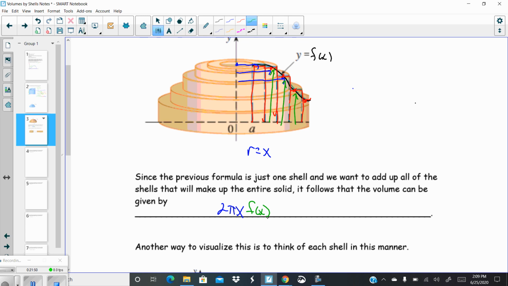And then, because we do have a thickness of this thing, the delta r, well, r is the same as x in this case, so really, this is dx. And then if I want to add up every single possible shell, I integrate. So we will integrate from a to b of 2 pi x f of x dx. That will give us the volume.